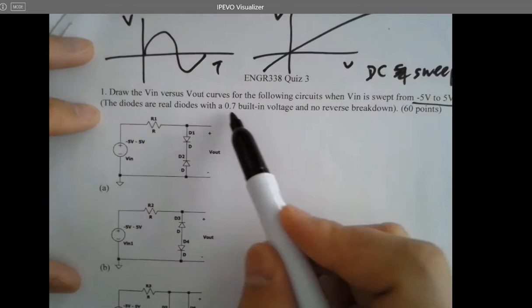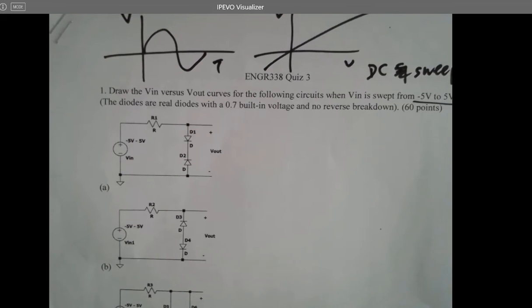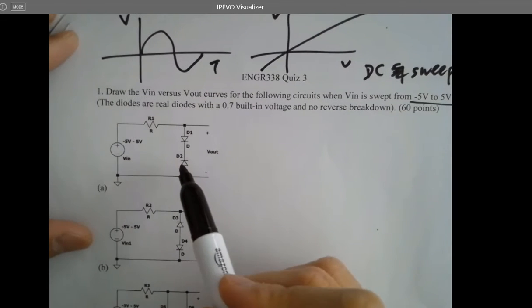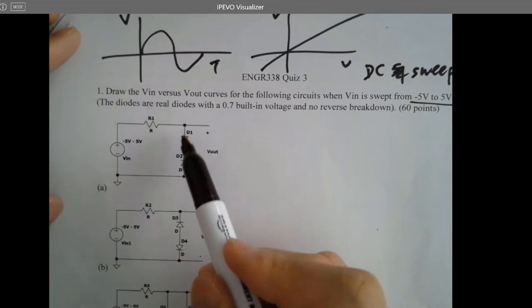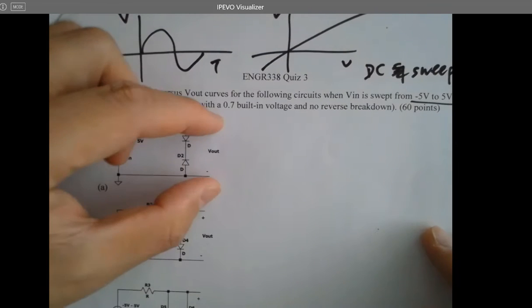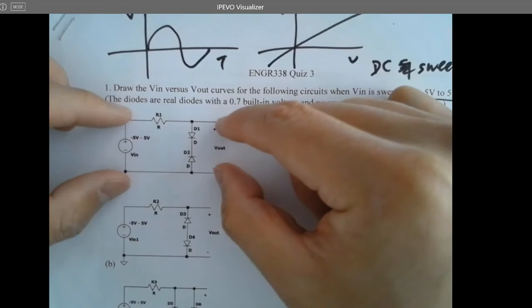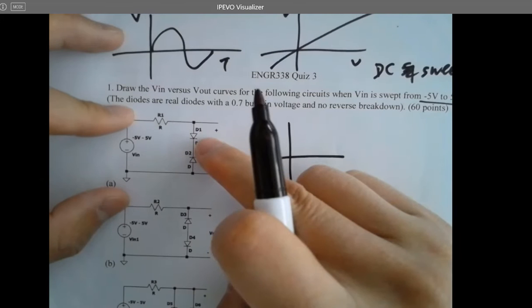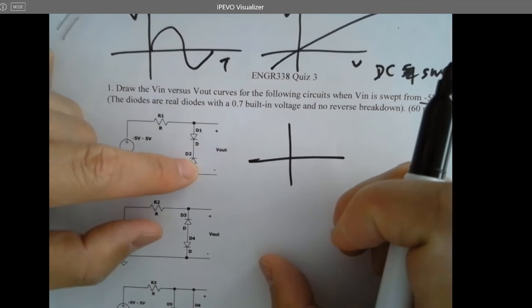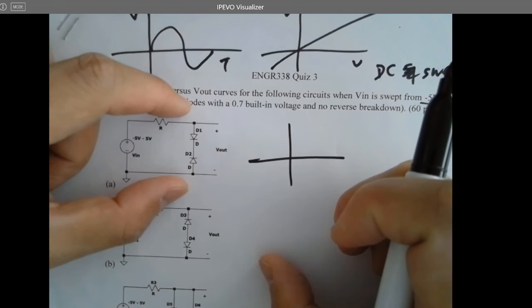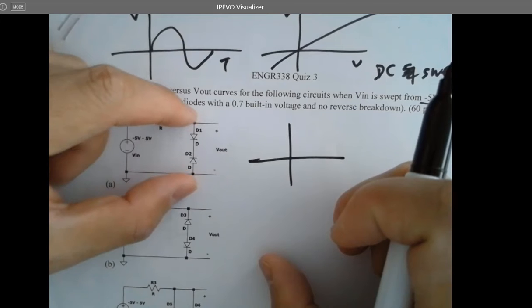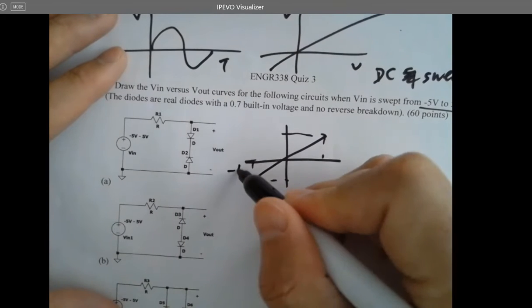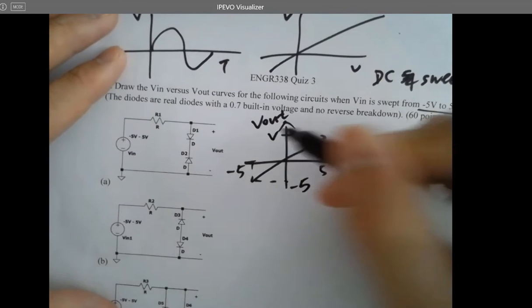The diodes are real diodes with 0.7 built-in voltage and no reverse breakdown. Just normal diodes. For this one, no matter which direction it's being blocked, no current is going to flow through the circuit. So whatever V is, there won't be any current because there's no load. Whatever voltage is here is directly transferred to V out. I know there's a 0.7 built-in voltage, however, because no current flows through this circuit, it's not applied here at all. This branch of the circuit will never be conductive. So just like this: V in from -5 to 5, and V out from -5 to 5.